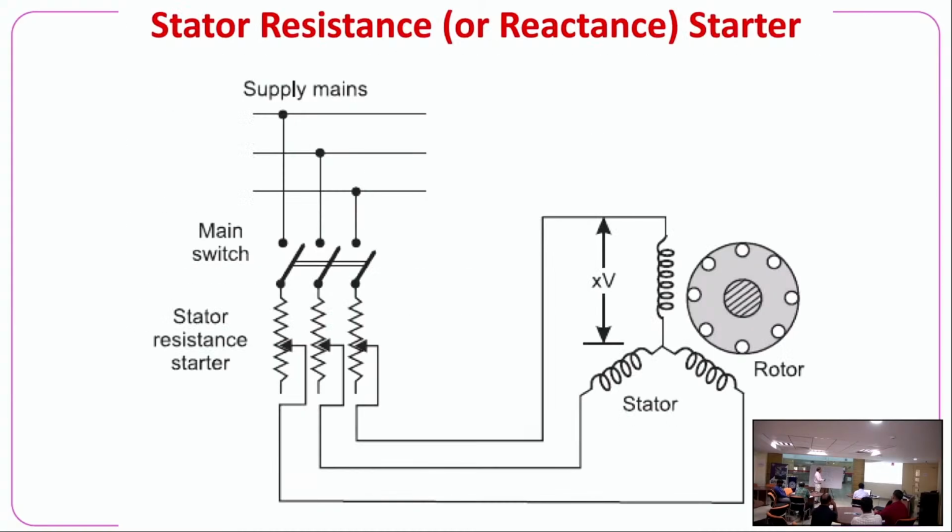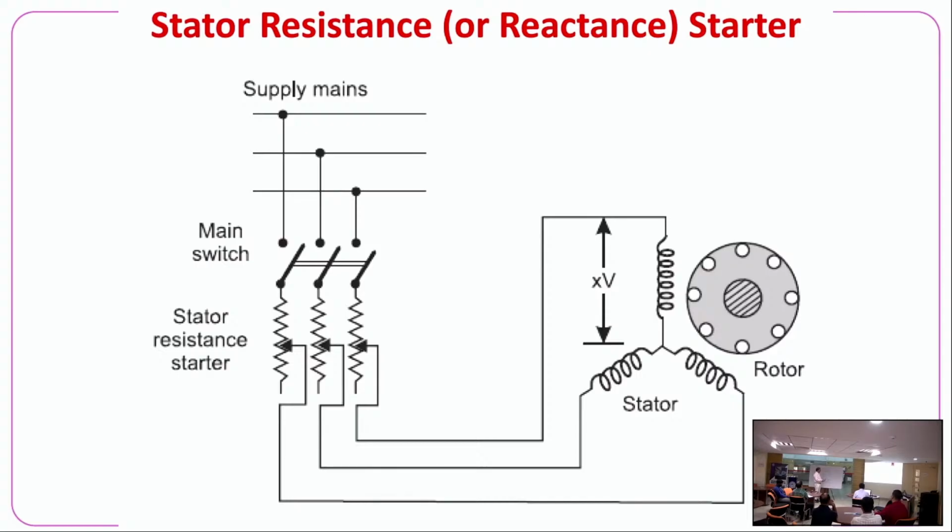Another point is, if you put resistances, obviously there will be I square R losses in the resistances, which is a great disadvantage. To eliminate this disadvantage, the resistances are replaced by reactances, inductive reactance, inductors. In inductors, same process, we vary the key so that the inductance is slowly cut out.